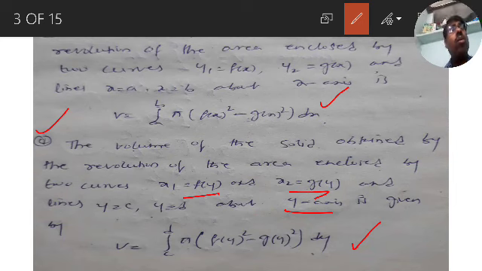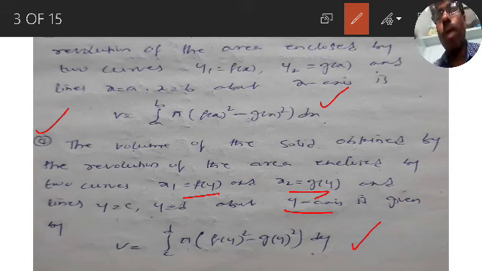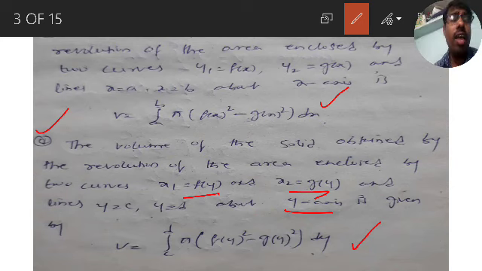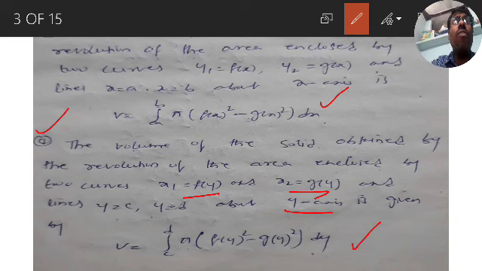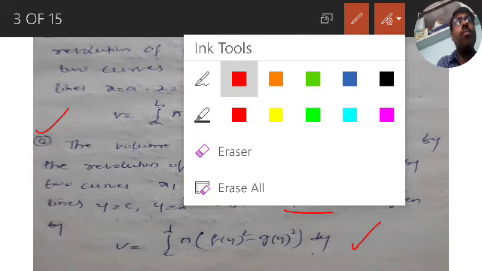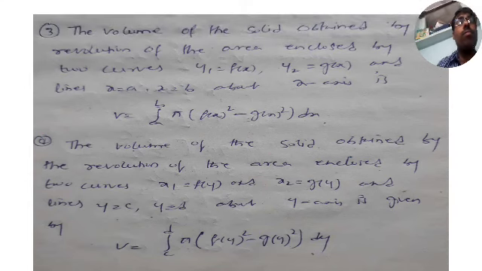So if the area is revolved about the x axis, then the volume is integration a to b pi into y square dx. Similarly, if the area is revolved about the y axis, then integration c to d pi into x square dy. Now if the area between the two curves is revolved about the x axis, then V is equal to integration a to b pi into f of x whole square minus g of x whole square into dx.